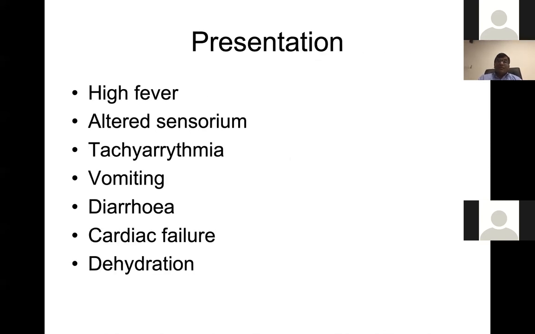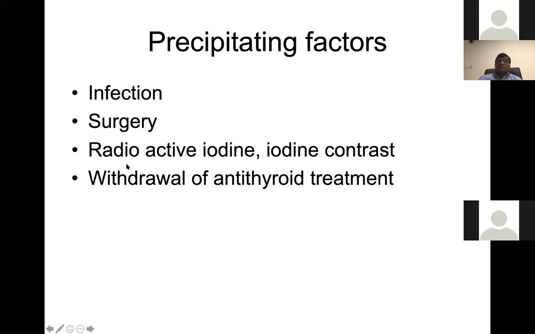So these are the common presentations. They come with high fever, altered sensorium, tachyarrhythmias, vomiting, diarrhea, and can also have cardiac failure, high output cardiac failure, and dehydration. So you need to suspect thyrotoxic crisis if somebody presents with these symptoms. The common precipitating factors are infection, surgery, I-131 in an improperly prepared person, and also sudden withdrawal of antithyroid treatment.